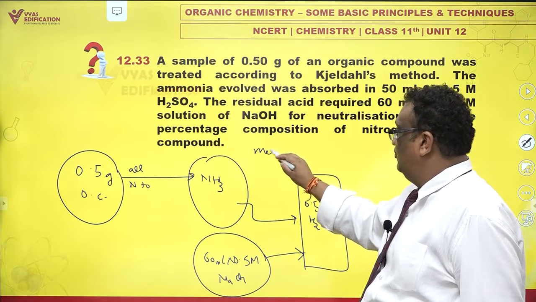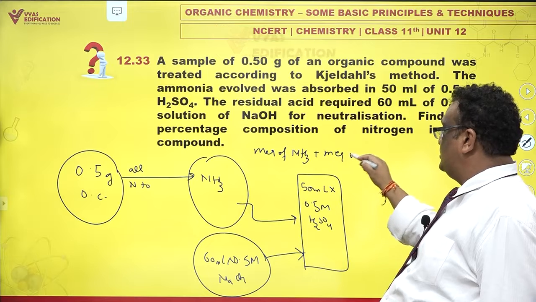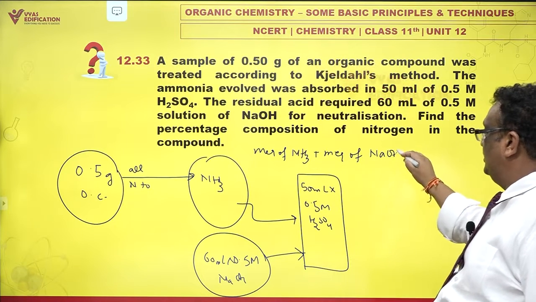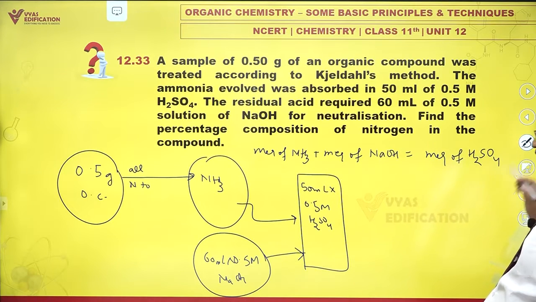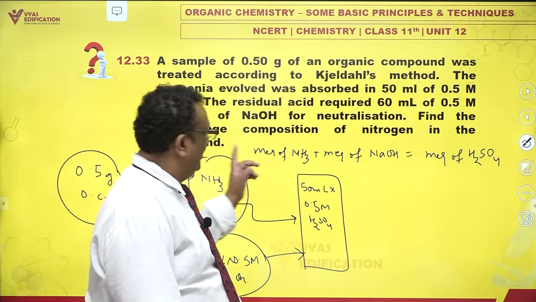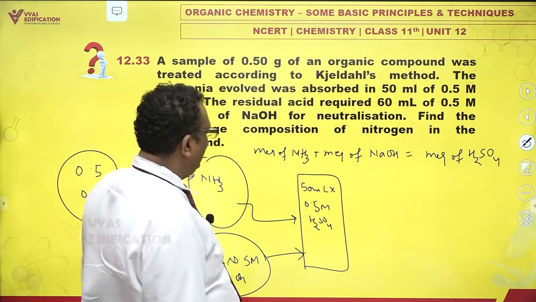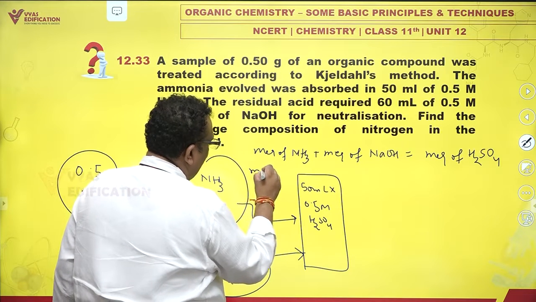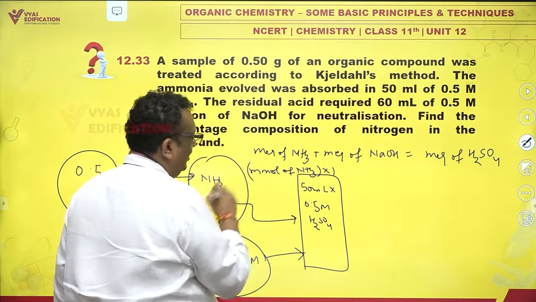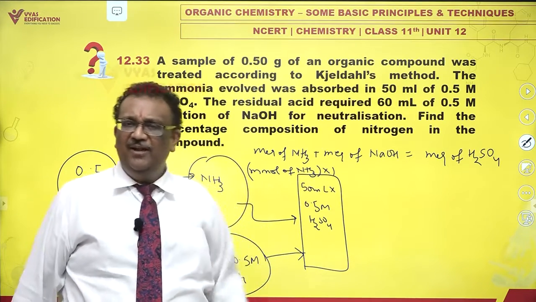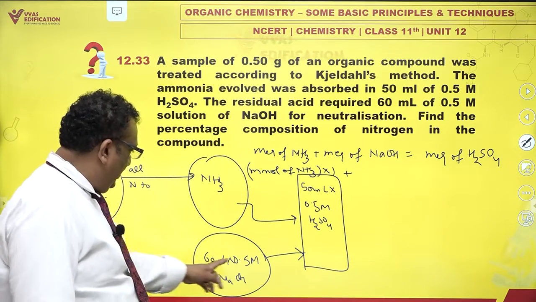So milliequivalents of ammonia plus milliequivalents of NaOH is equal to milliequivalents of H2SO4. This is the basic concept. Milliequivalents of base total is equal to milliequivalents of acid. How do we find this? Now, milliequivalents of ammonia is millimoles of ammonia into 1. Why? The n factor is 1. Plus milliequivalents of NaOH.